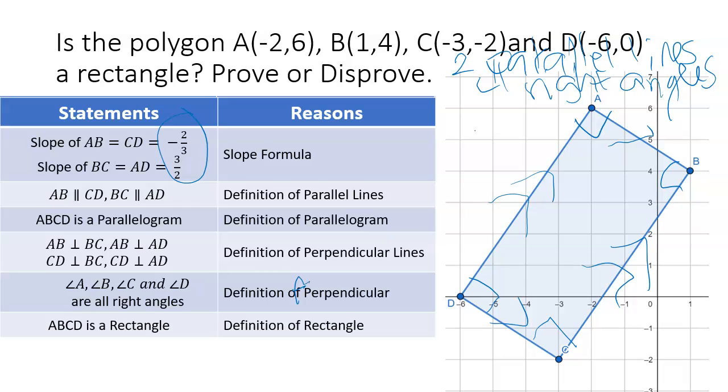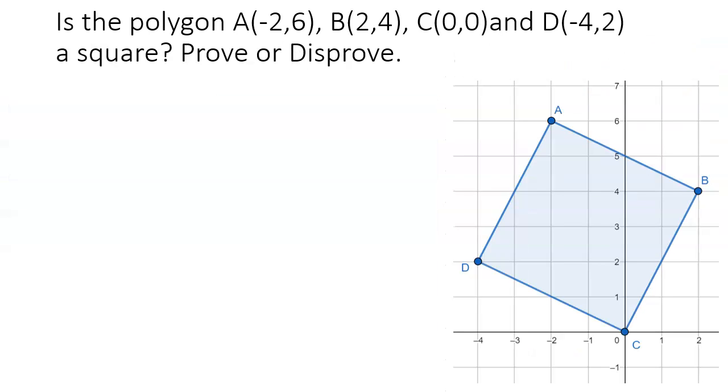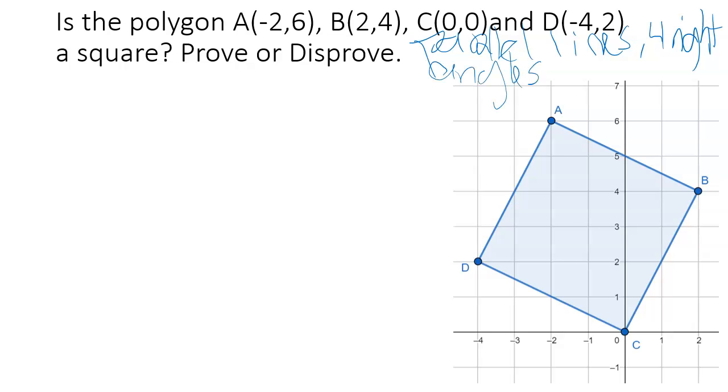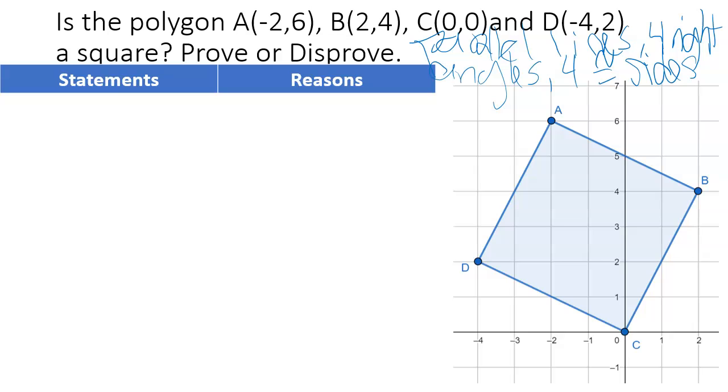Okay, and in case you were wondering, we have one more slide. Okay, this one needs me to prove it's a square, so kind of like the last shape was a rectangle. I need parallel lines, 4 right angles, 4 congruent sides. Okay, so start off with my statements and reasons.